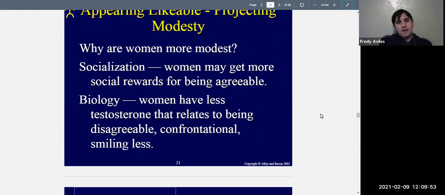All right. Biology matters as well. Women have less testosterone, and testosterone relates to being disagreeable, confrontational, smiling less. Men have a lot more testosterone on average than women. And that's why we're worse in so many ways. Disagreeable. We'll disagree. We'll fight with people. We'll confront them. We're less likely to smile, more likely to cause trouble, right? Part of it is just biology, but a lot of it is also learning. So both of those things matter.